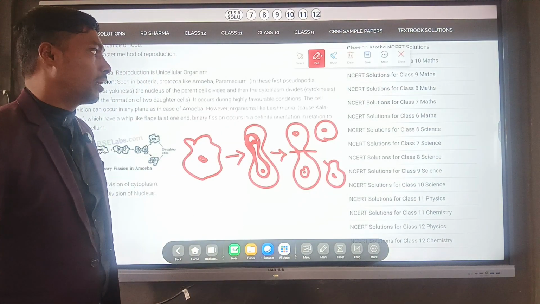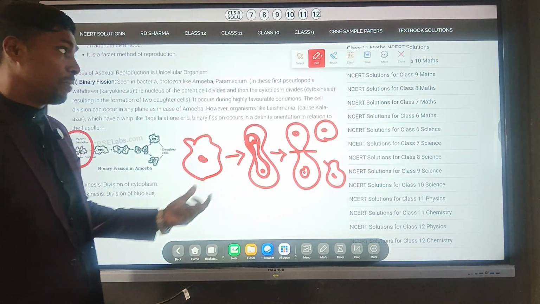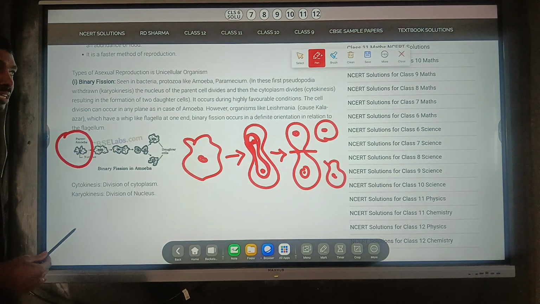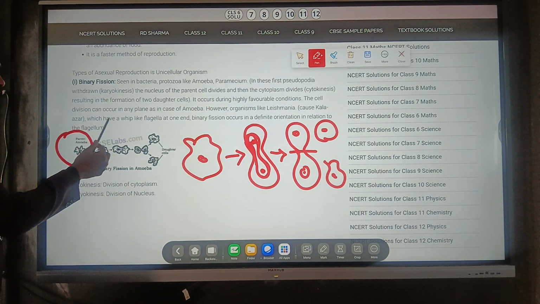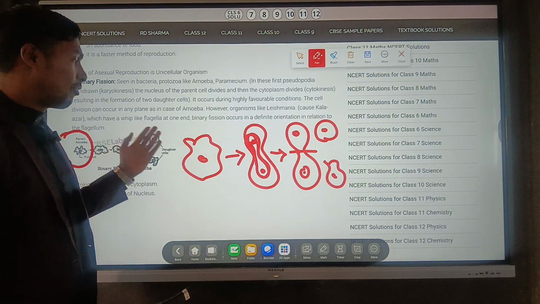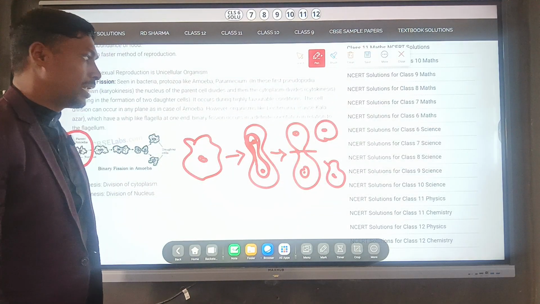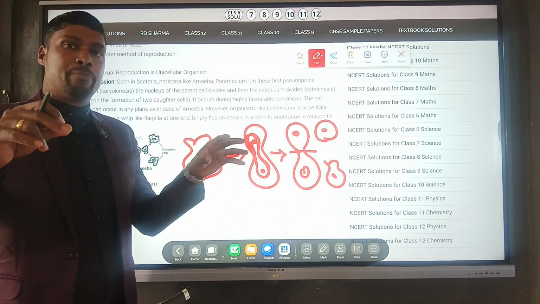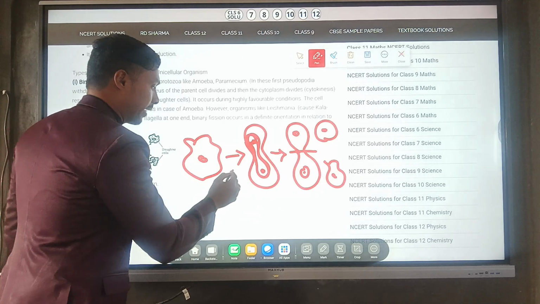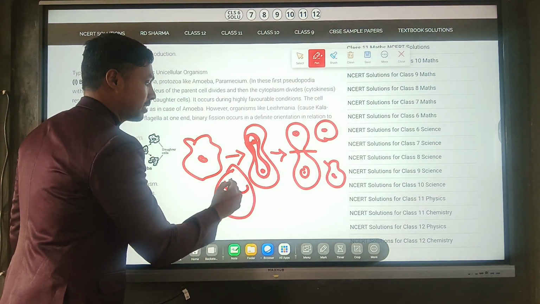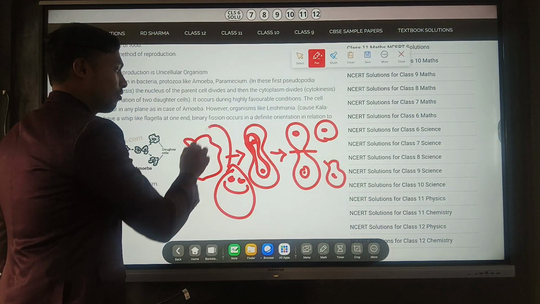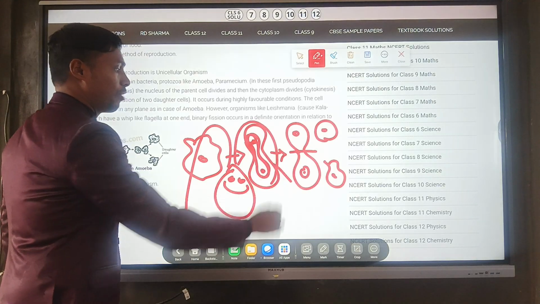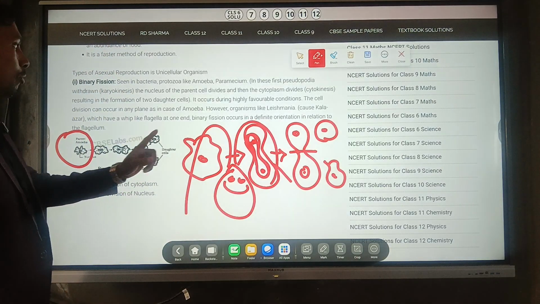However, organisms like Leishmania, and Kala Azar, have a whip-like structure, the flagella. What is meant by flagella? It is one of the moving horns. We can say it like a Chlamydomonas. This is a Chlamydomonas, the best example. Here is where a flagella is available. So this is called a flagella.